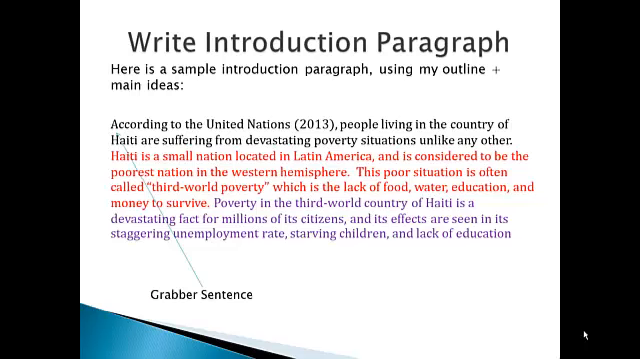You see, I've got my grabber sentence. I pulled them in. My background information to give them some information of what's going on, where I'm going with this, and my thesis statement. It's strong, it's assertive, it pulls in my main ideas, and it tells them this is the whole point of the entire essay.